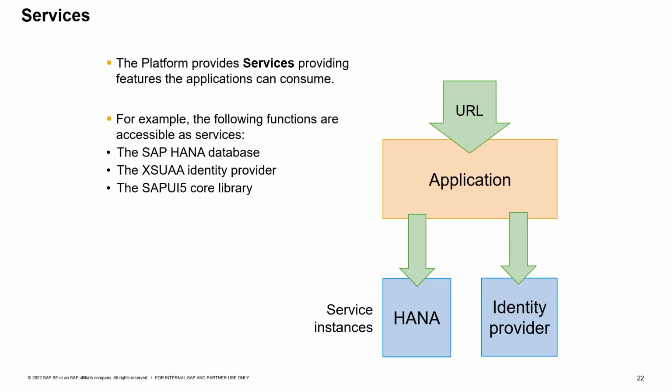Then application services. The application platform provides services, providing features the application can consume. For example, the following functions are accessible as services, as you can see: SAP HANA database access, UAA identity provider, and the SAP UI5 core library. So these are all services.